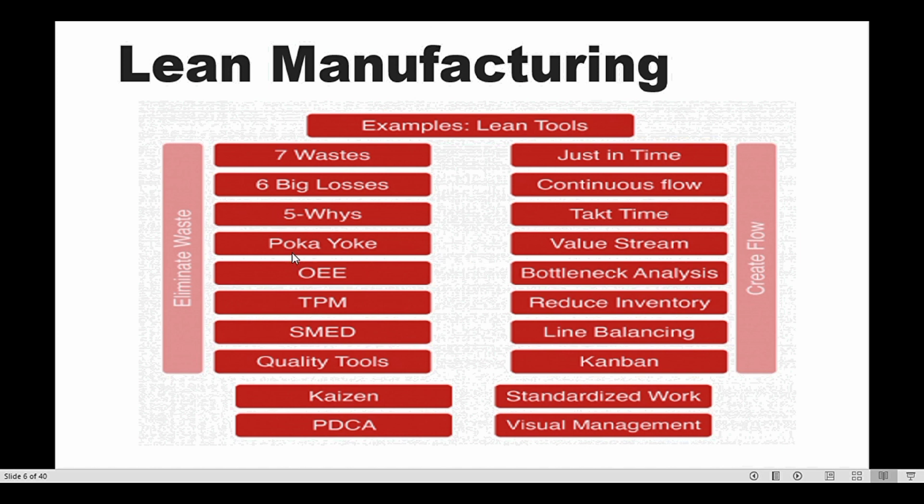TPM, total productive maintenance, is mostly used in maintenance and overall equipment. SMED, single minute exchange of die. Quality tools include different quality tools such as flowcharts and fishbone diagrams. These are the different quality tools that are also used in lean manufacturing processes.